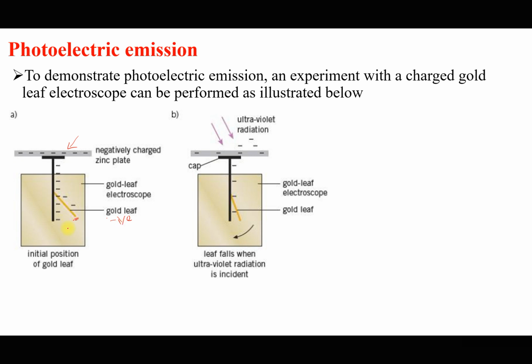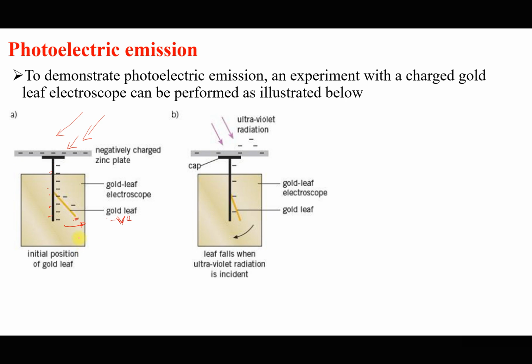Because the gold leaf is negative, if we illuminate the zinc plate with light, and photoelectric emission occurs, we would expect the gold leaf to move far away from the rod of the electroscope. The initial position of the gold leaf is this one: if we bring a negatively charged zinc plate, negative charges flow through the rod, and because the gold leaf had already been negatively charged, they repel each other, so it has been repelled. This is the initial position.